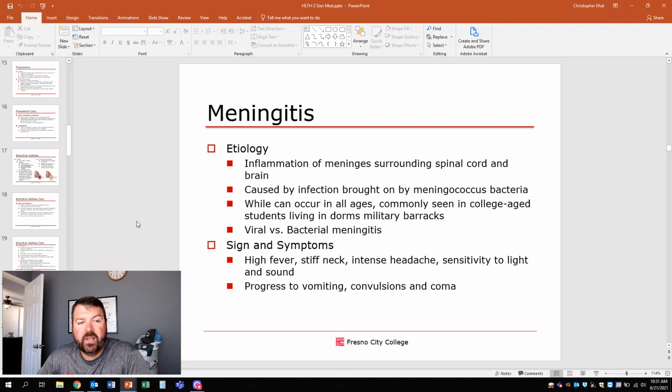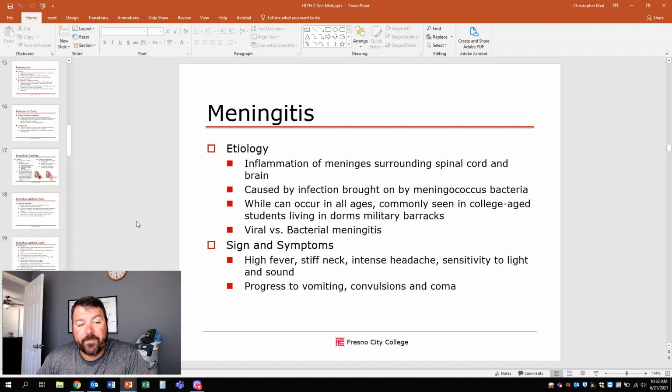So usually when these covers, these meninges, get inflamed, you have meningitis. Hence the itis means inflammation. It can be caused by meningeal bacteria. There's viral and bacterial meningitis. It can occur in all ages, commonly seen in college-age students living in dorms, military barracks, etc.